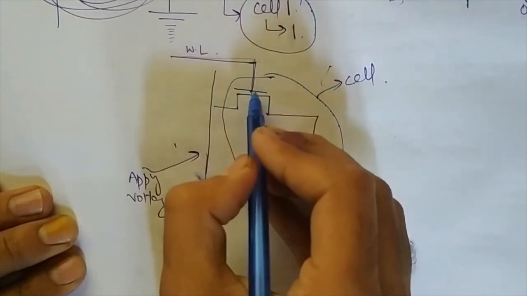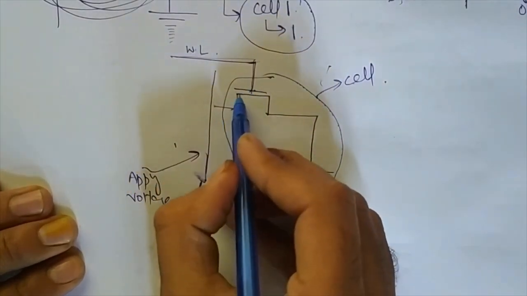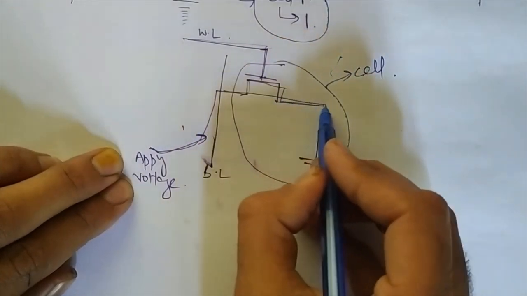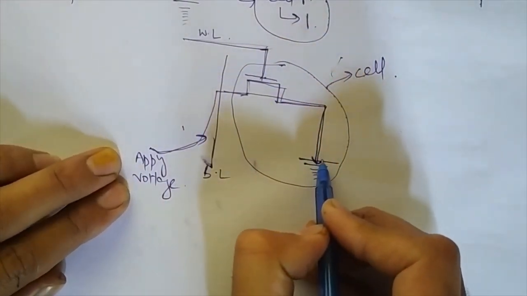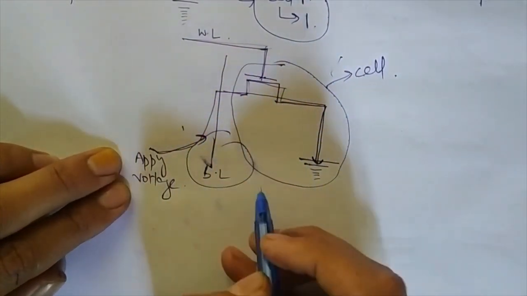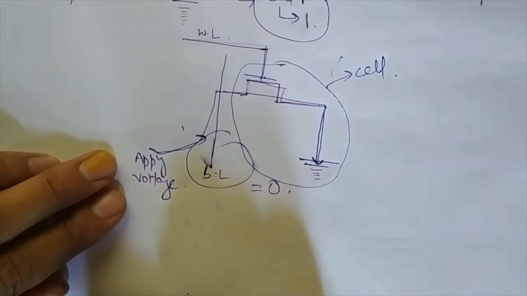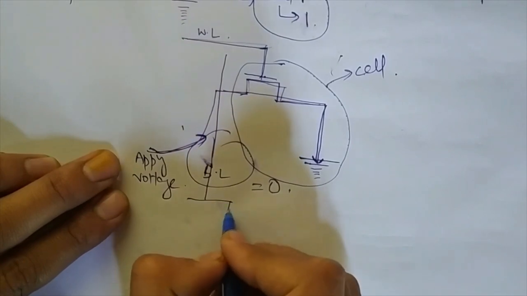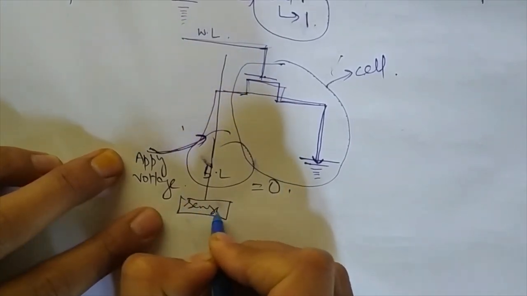So this word line is activated. Activated, this means this circuit is completed. So applying a voltage, this goes to where? Ground. So this ground makes this voltage equal to 0. And after applying the voltage, at the same time, we sense the voltage on this bit line.